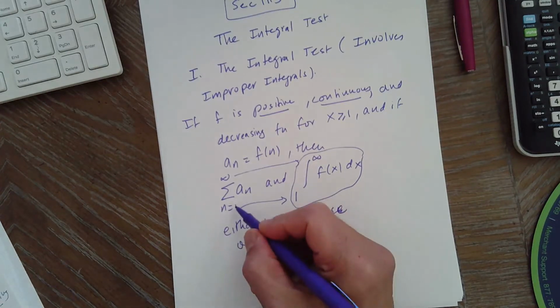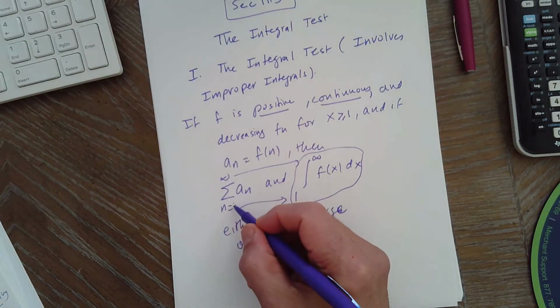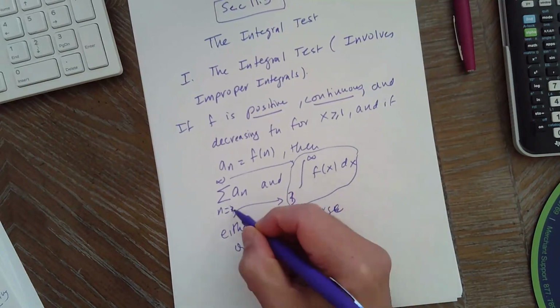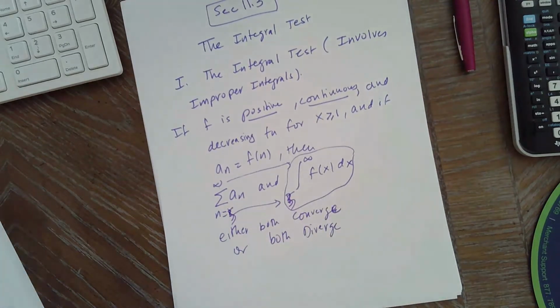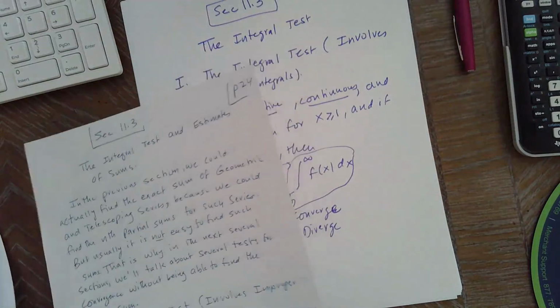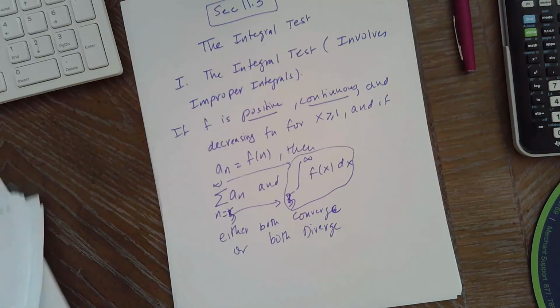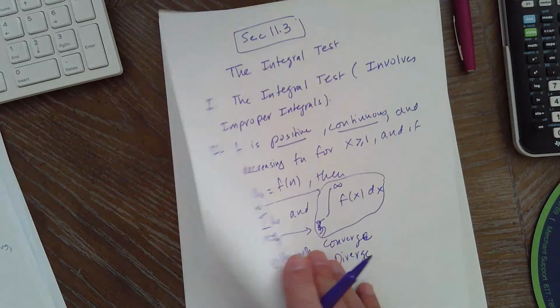Now it doesn't have to be from 1 to infinity. You could start here at 3, but then you do 3. You could start here at 5, then you do 5. Okay? Now the proof isn't too bad, so you can look at the textbook for the proof if you're interested.